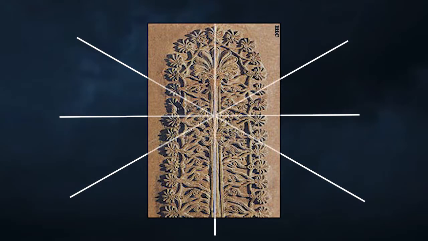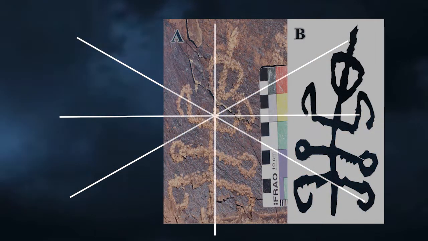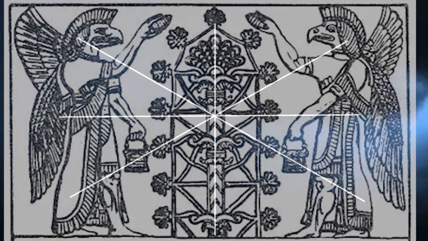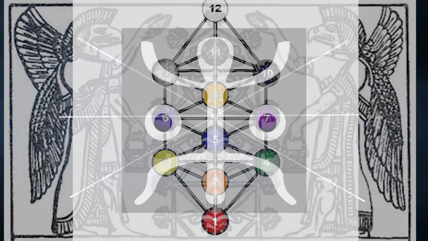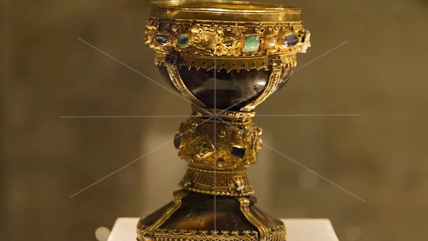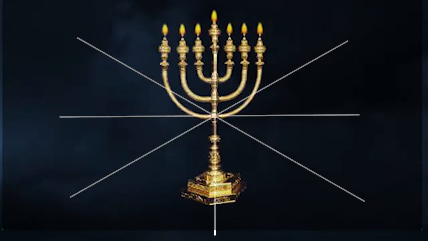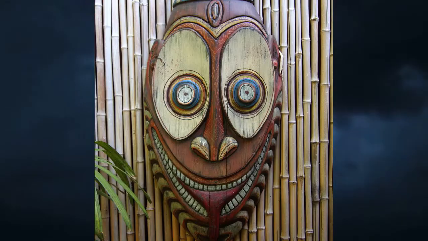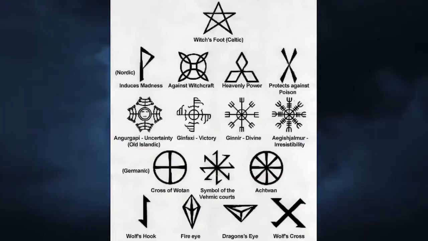Onto the Assyrian tree of life. And again, the pattern is revealed, which also represents the Kabbalah. The Holy Grail. A candelabra. And as you can probably see already, a totem. Onto various shapes, including the sun and wheels.